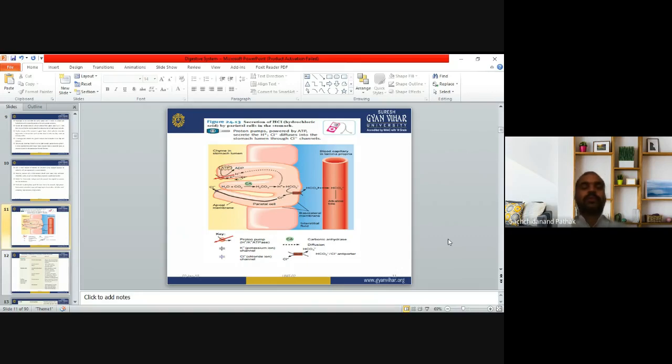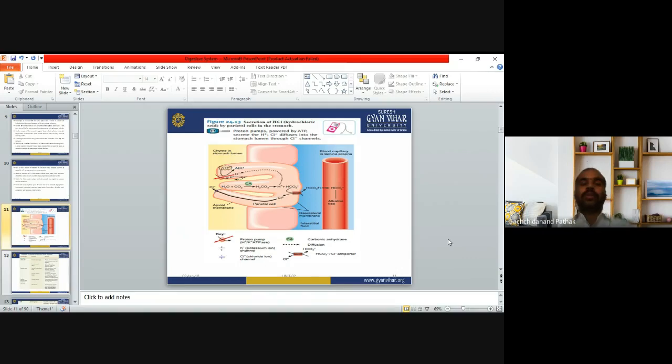So by this process, H2O plus CO2 in the presence of the carbonic anhydrase enzyme, this process will happen. Now the H plus ion goes into the lumen with the help of the proton pump, the hydrogen potassium ATPase pump. So by using the hydrogen potassium ATPase pump, hydrogen is in the lumen and chloride is also in the lumen. This H plus ion and Cl minus ion will meet and form hydrochloric acid. HCl will be produced. So this process continues.